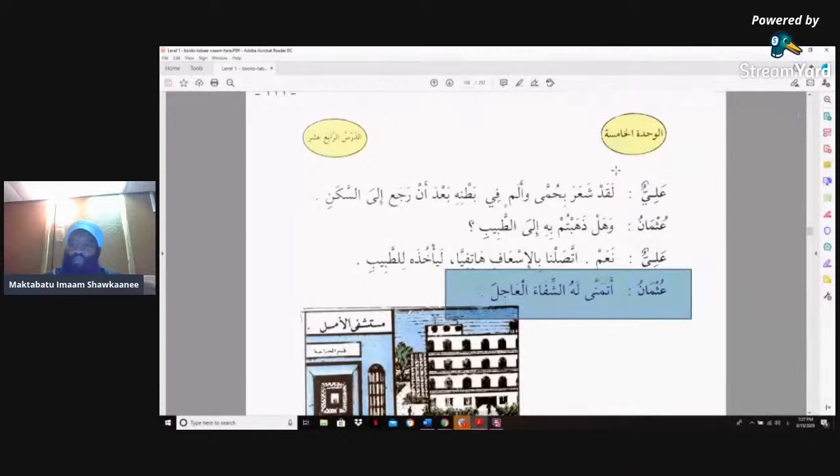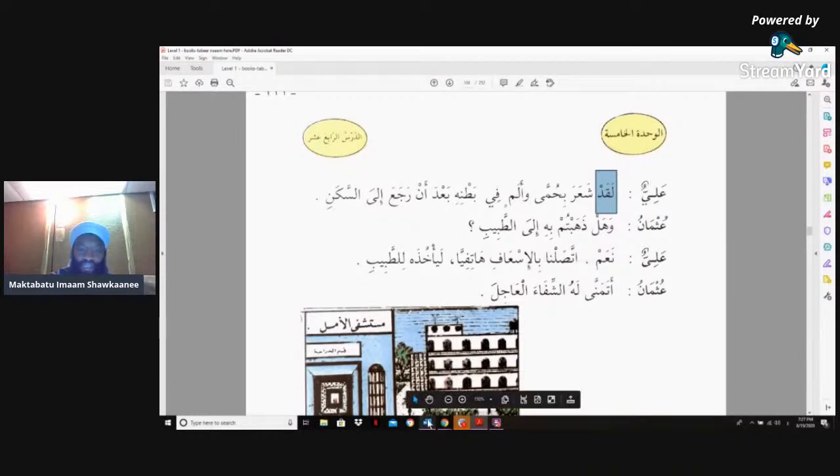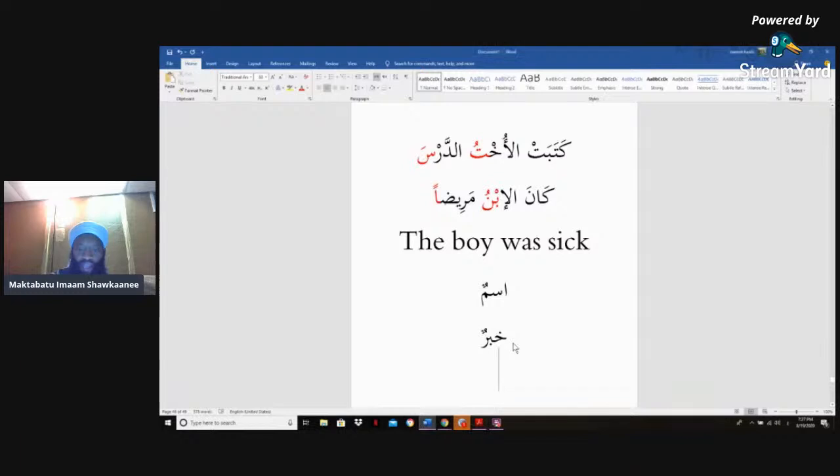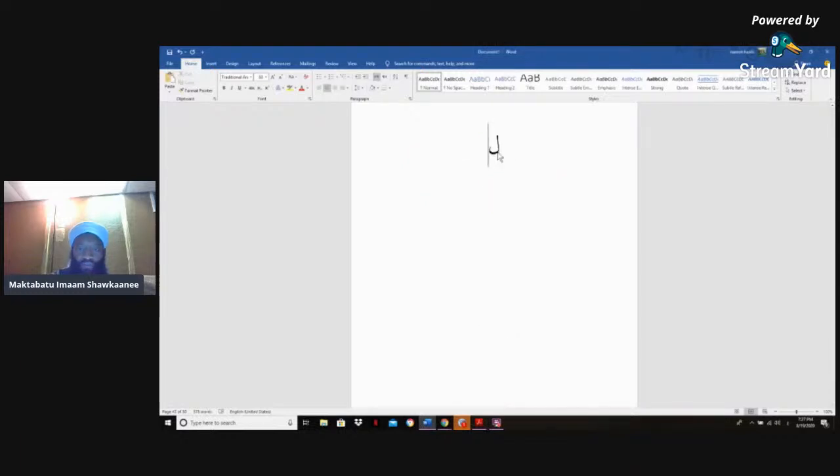طيب. كلمة لقد فيه تأكيدان. Now this word here is actually two words. The lam and the qad. It's actually two words. لقد. So it has two emphasis. The lam is emphasis and the qad is emphasis. They kind of mean the same. They both are for ta'keed. They both are particles of emphasis.